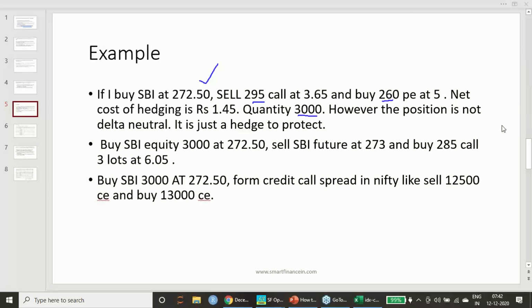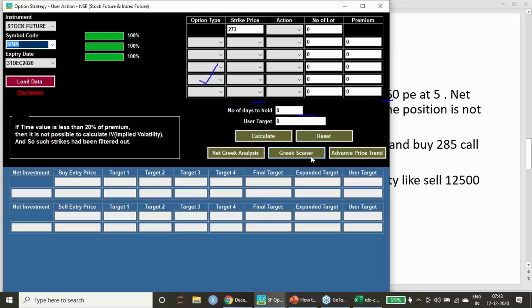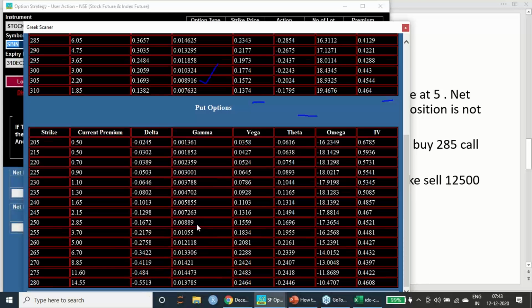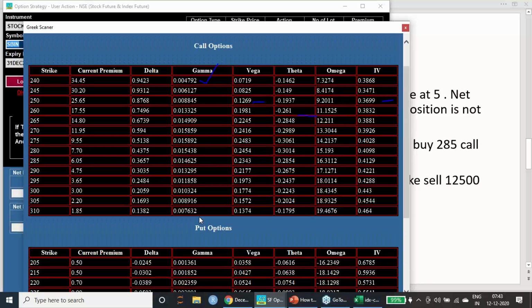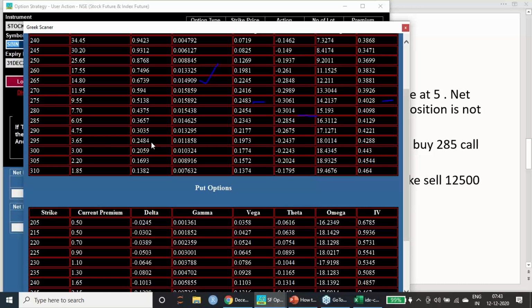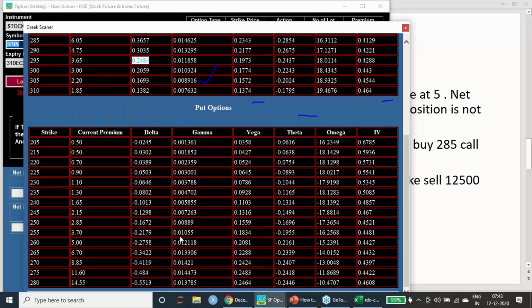If any of you are using our option strategy software, you have a grid scanner here, so you can get all the call strike and put strike deltas. Or you have your own tools; anybody has any other tool, you can use it. With a grid scanner you get all tradable call and put strikes. You filter out that the 295 call has 0.25 delta, and the 260 put is almost near 0.25. So these two strikes: I should buy the 260 put.